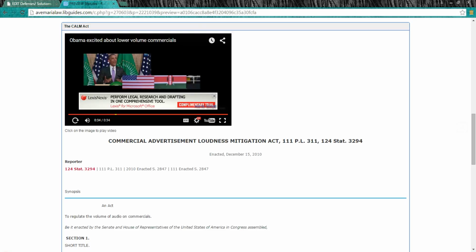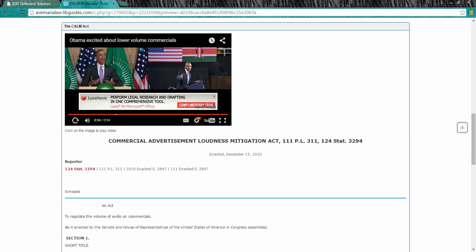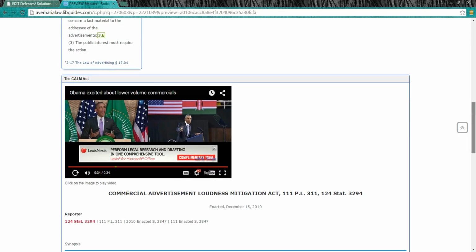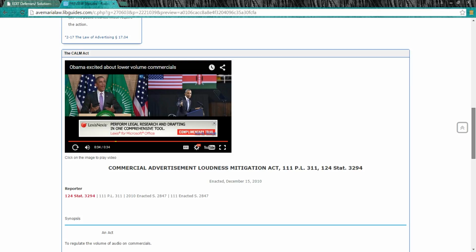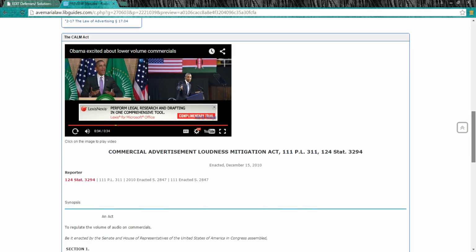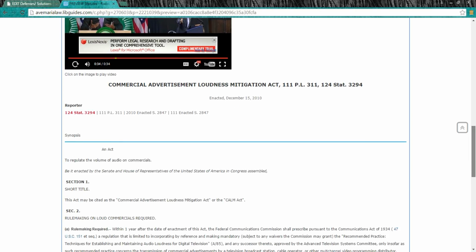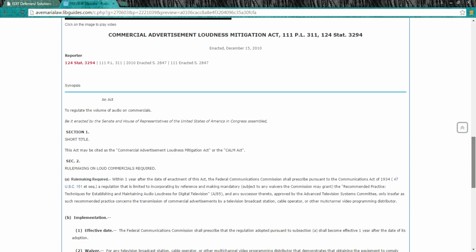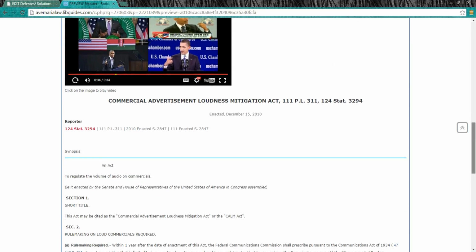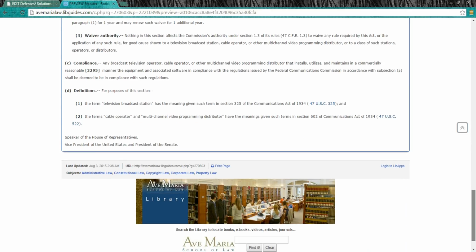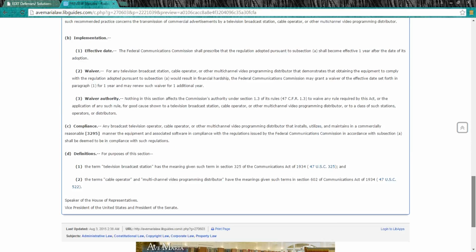So that was the CALM Act, and I liked how those people looked, very proud of themselves. That's great. The CALM Act, basically what it says, and this is the entire act, the synopsis is: to regulate the volume of audio on commercials. It is so short, I thought it was almost comical. I wanted to include the text of the act. So this is the entire act. That's it. That's the entire thing.